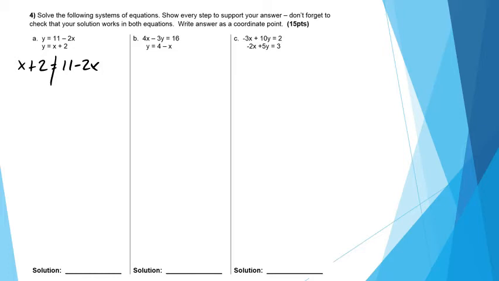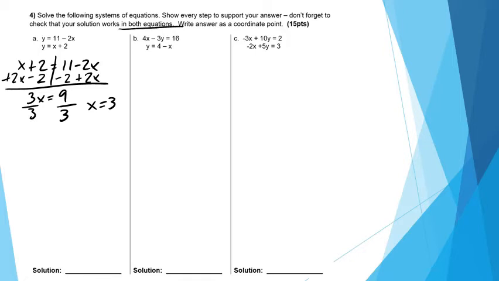I'm going to combine like terms. So I'm going to subtract 2, add 2x to the other side. So I end up with 3x equals 9. Divide by 3. I get that x equals 3. Again, I'm going to check that my solution works in both equations. So I want to find y.